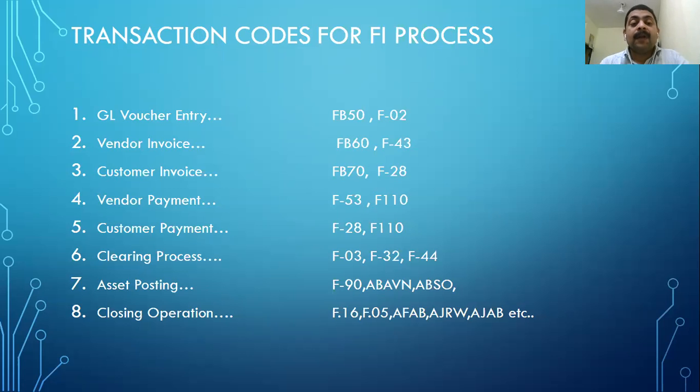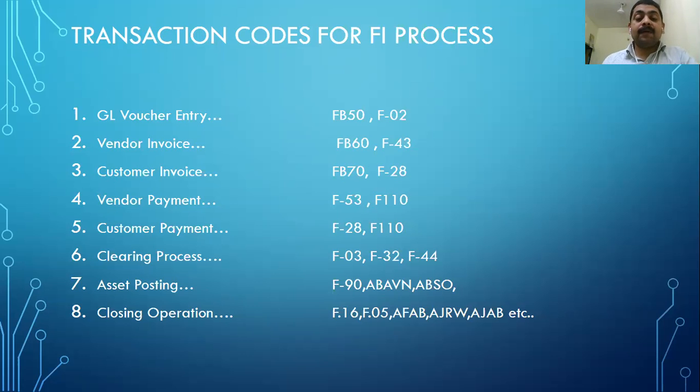Vendor payment. Here there are two transaction codes. F-53 is for manual payment. F110 is the automatic payment. In customer payment also, there is F-28 for the manual payment and F110 for the automatic payment.